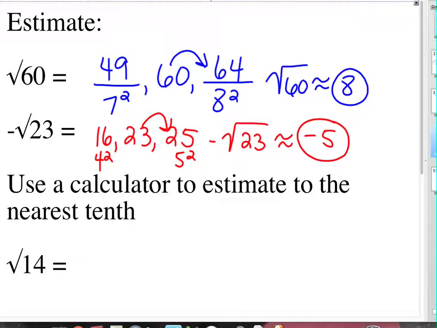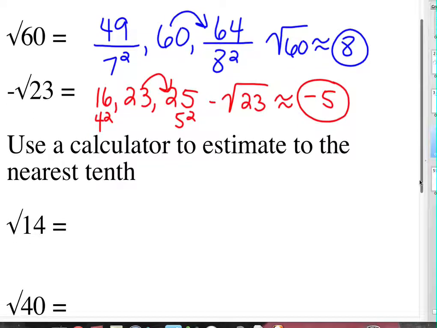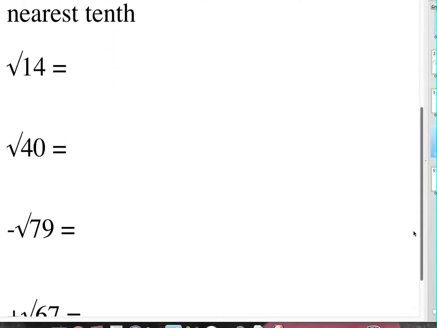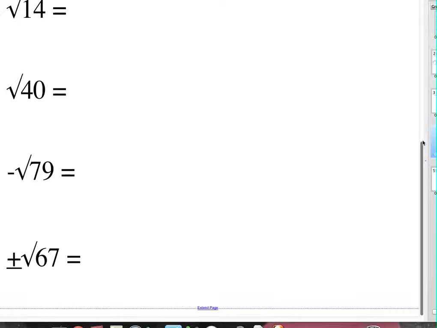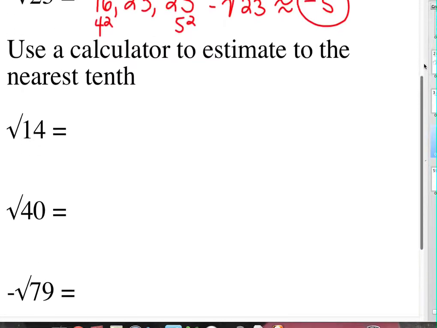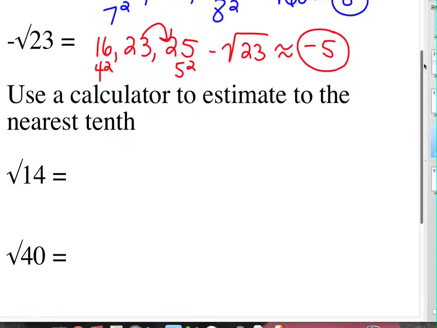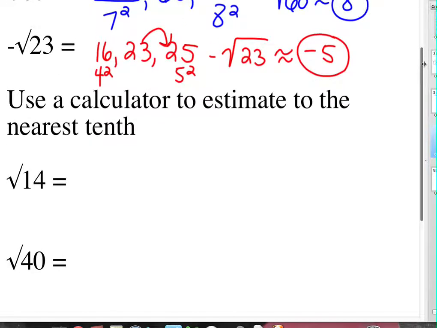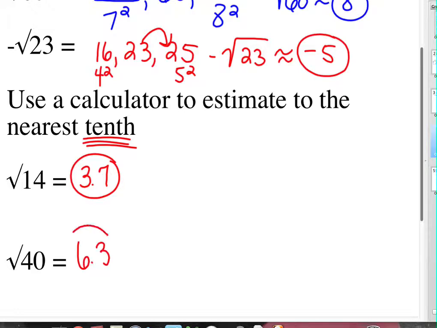And then the very last examples are really easy because they ask you to use a calculator. And it says, round to the nearest tenth. So these you just literally get to punch in your calculator. So you type in the square root of 14 and you round it. Using a calculator, you should get 3.7. Make sure you can make that happen. Square root of 40 on a calculator is 6.3 after you round it.